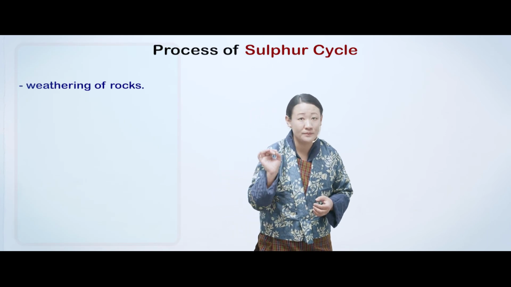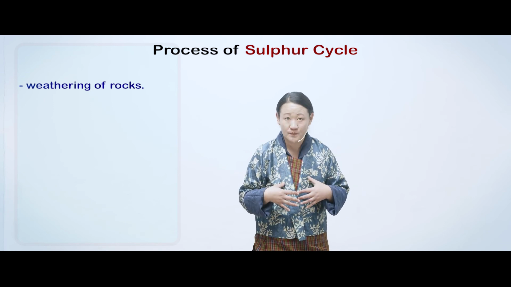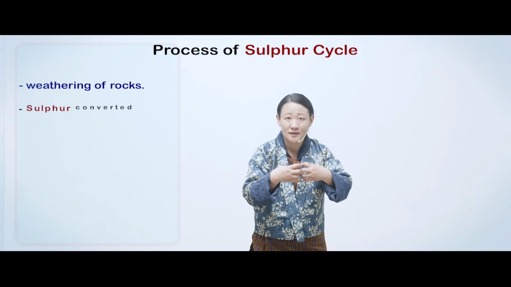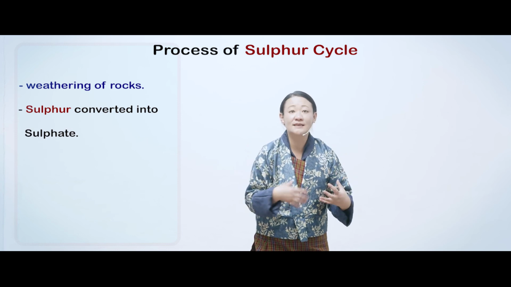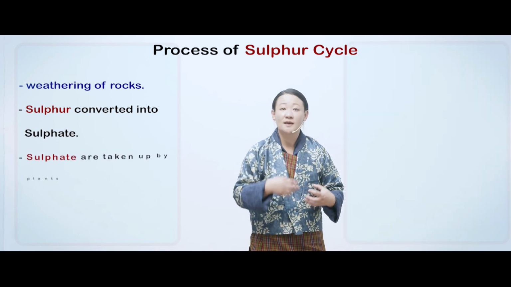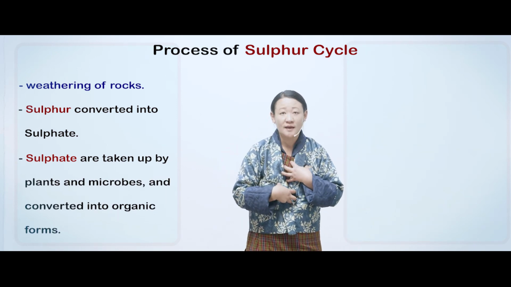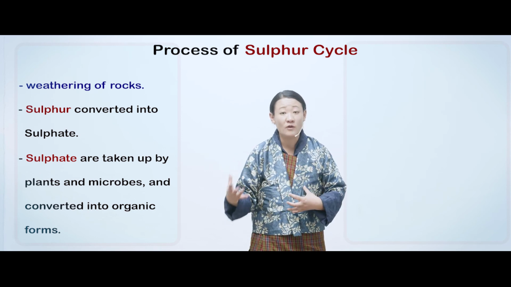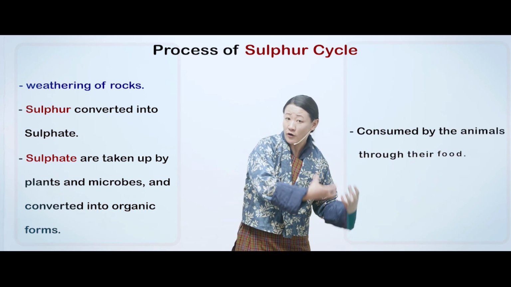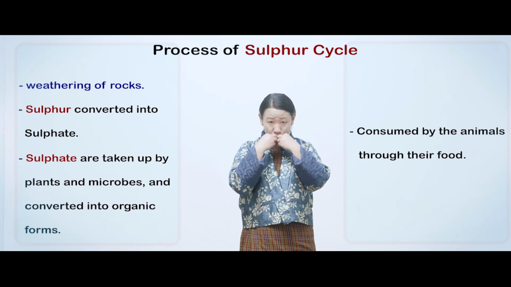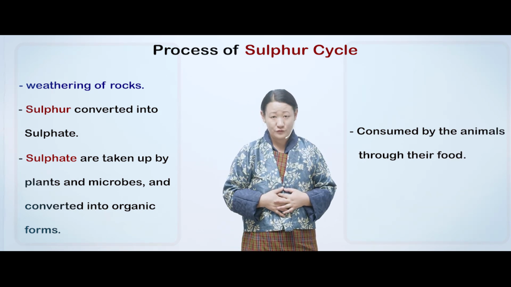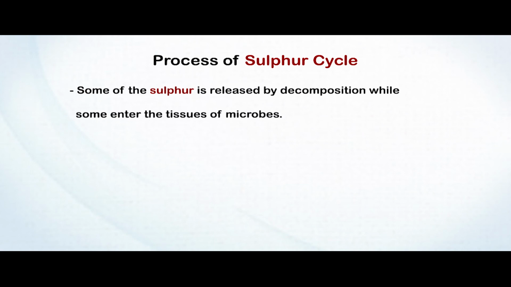Sulfur is released by the weathering of rocks. Sulfur comes in contact with the air and is converted into sulfate. Sulfates are then taken up by the plants and by the microbes and converted into an organic form of sulfur. The organic form of sulfur is then consumed by the animals through their food. When animals die, some of the sulfur is released by the decomposition process, while some enters the tissue of the microbes.